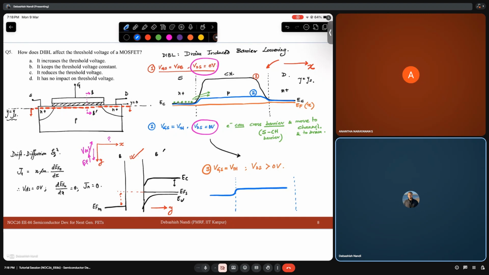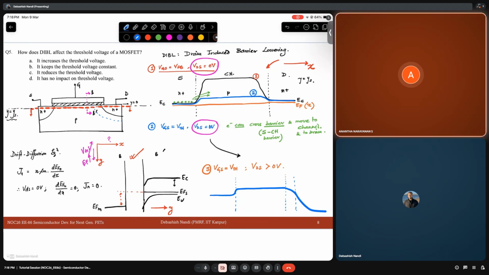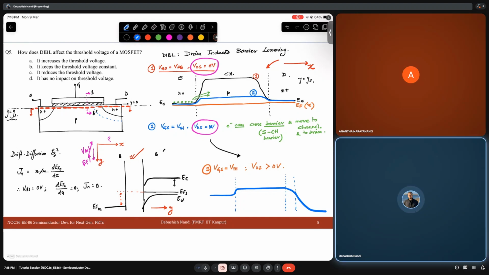Like this, right? And maybe the bending will start from somewhere here, because at more VD, more depletion will occur in this region, right? Sir, but why does this EC line actually bend? Is it because you're applying a positive potential on that thing? Yes.